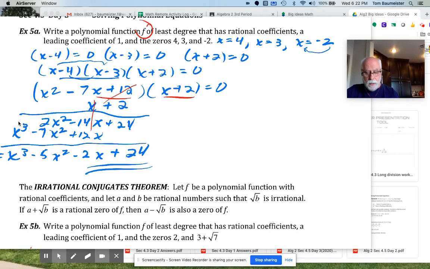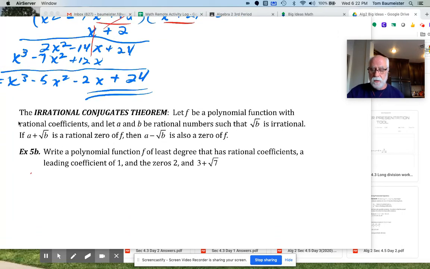Okay, the second one, we need to remember the irrational conjugates theorem. And we talked about conjugates earlier in the year. The theorem says: let f be a polynomial function with rational coefficients, and let a and b be rational numbers such that the square root of b is irrational. If a plus the square root of b is a zero of f, then the conjugate, which would be a minus the square root of b, is also a zero of f. So if they give you one of them, you have to automatically think of the other one.